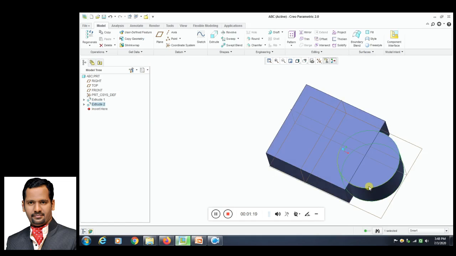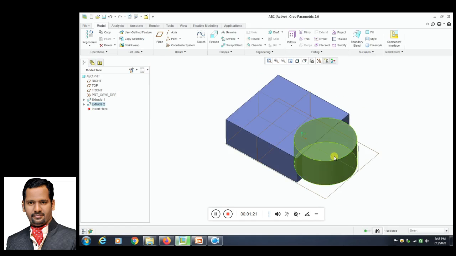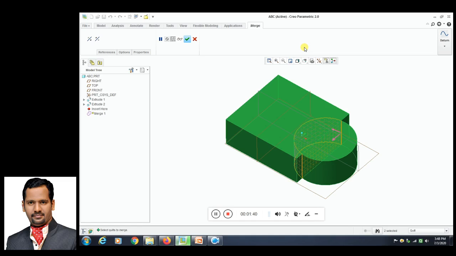Now you can see that if I move the cursor over both of the objects, the surface bodies are easily identified, but both surface bodies have the same color. Now if I want to have a common object between both, or a subtracted object, I have to use the merge command, which is placed over there.